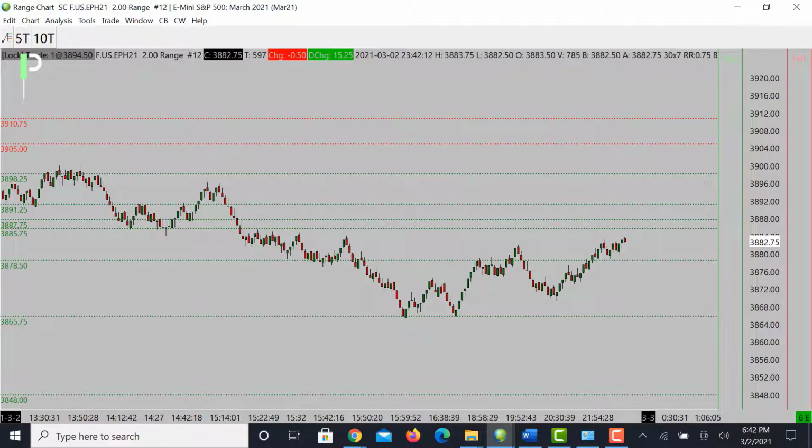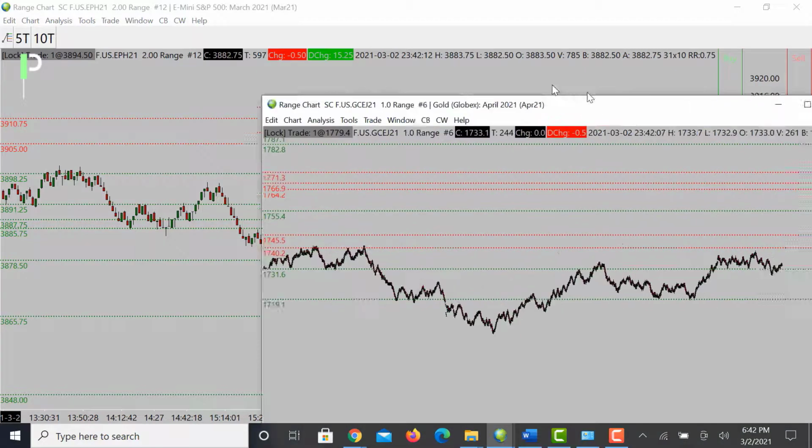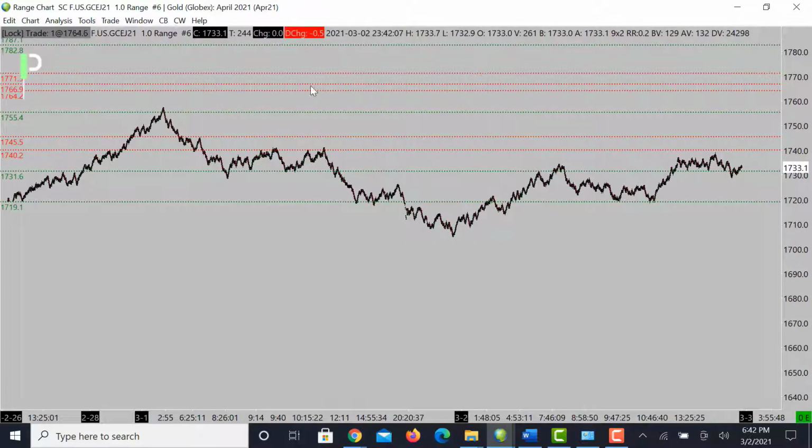Let's take a look at gold here real quickly for you guys. You can see gold was strongly bearish on the move down.